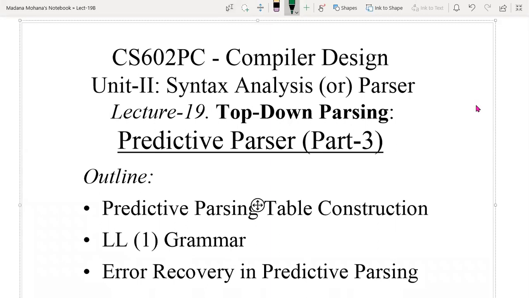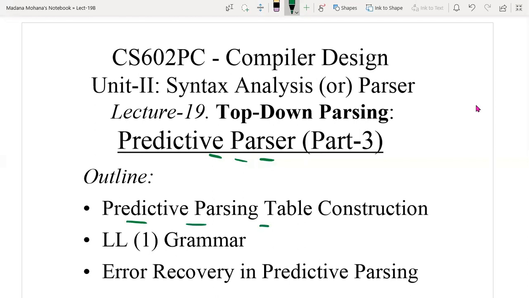In our previous lecture, we discussed how to compute first and follow values. Now the first and follow values are essential for construction of the predictive parsing table. So after constructing first and follow values, we will see how to construct the predictive parsing table. Then another concept based on this predictive parsing table, which is called LL1 grammar. So from predictive parser, how to define this LL1 grammar. Then finally, error recovery in predictive parser.